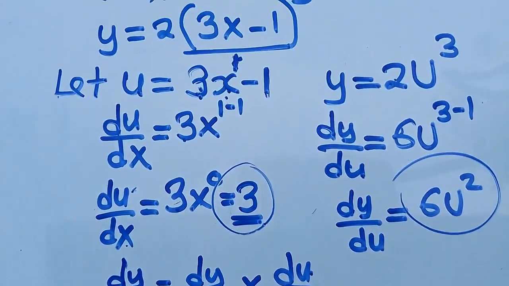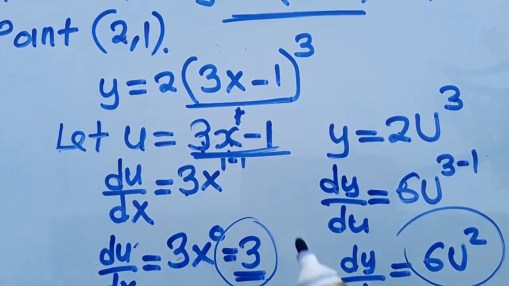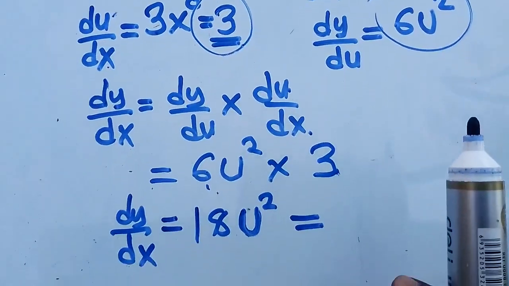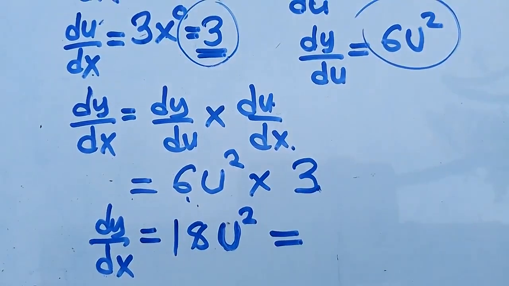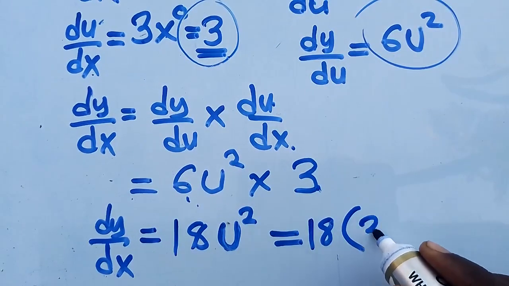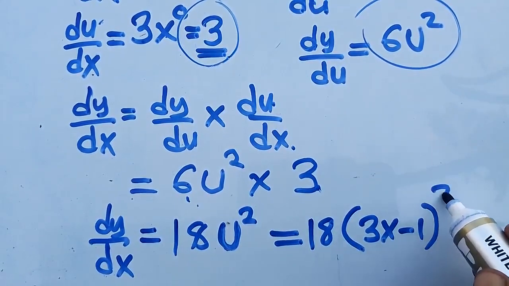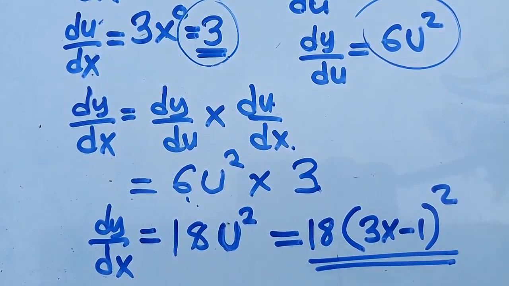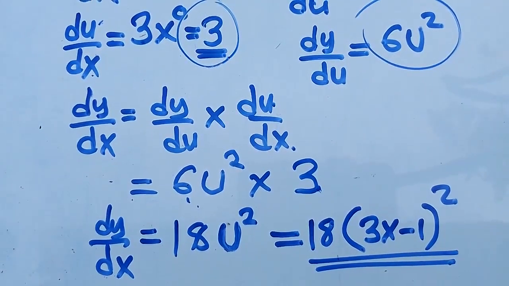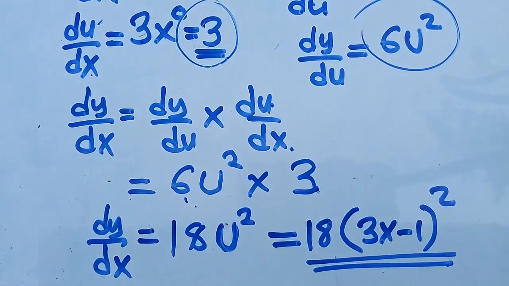U was equal to what? U was equal to that. So that one, you put that expression there. We put the expression. We say 18, then open bracket, 3x minus 1, to the power 2. So this is the answer that we've gotten. This is your answer. So you've just differentiated.